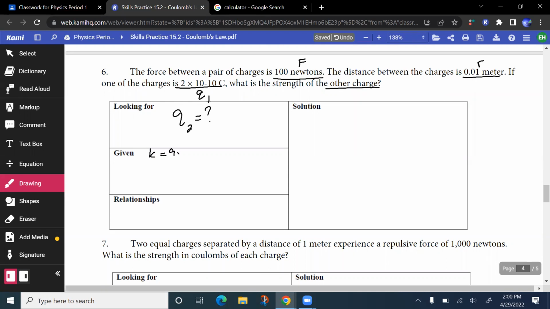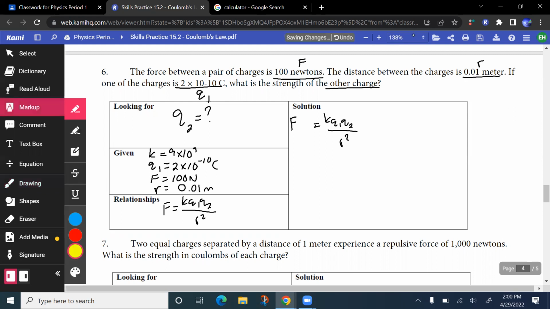We're given K, 9 times 10 to the 9. We're given Q1, 2 times 10 to the negative 10 coulombs. We're given the force of 100 newtons. And we're given R, the distance between them, which is 0.01 meters. Now we're going to start this problem with the original equation, KQ1Q2 over R squared. In the solutions box, I'm going to begin by writing down what the equation is. F equals K times Q1 times Q2 over R squared.